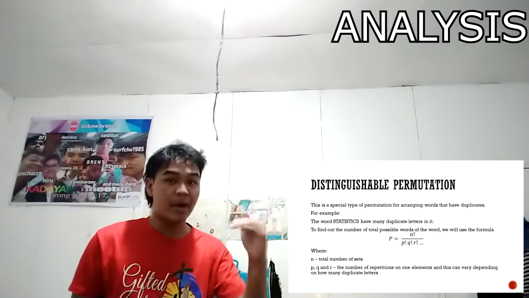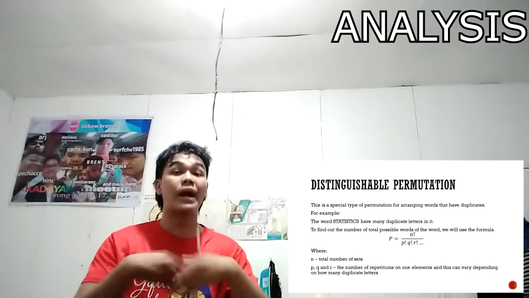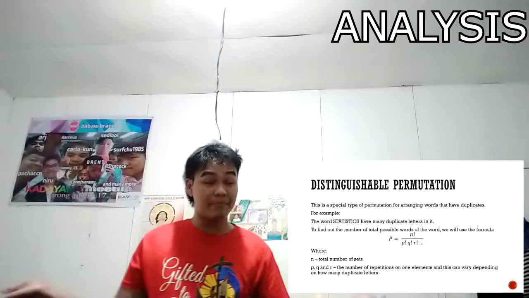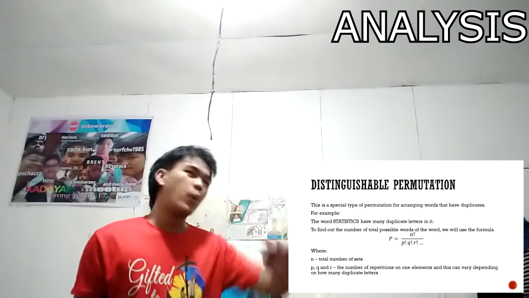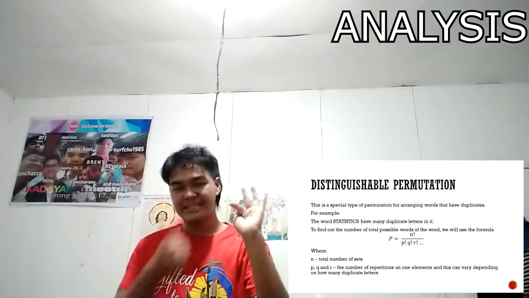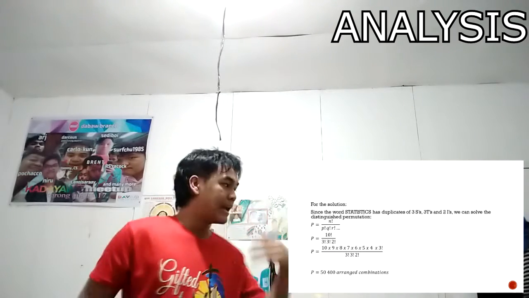It depends on how many duplicates you have on an object, a group, or a word. So, we have P, Q, and R. It can be dependent. Now, we have statistics. So we have 3 sets of duplicate letters. We have S, T, and I.